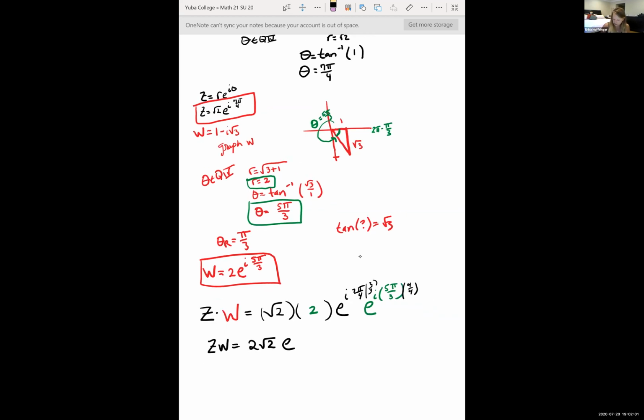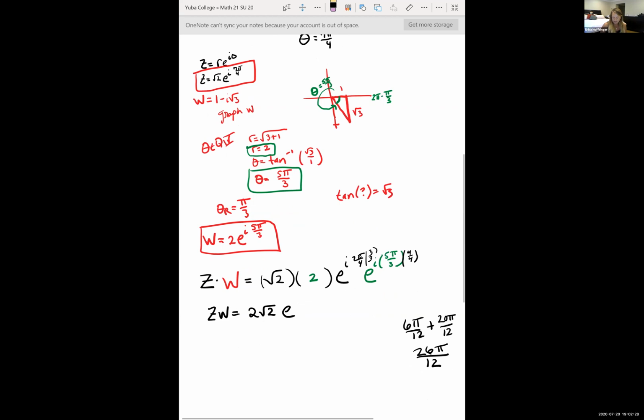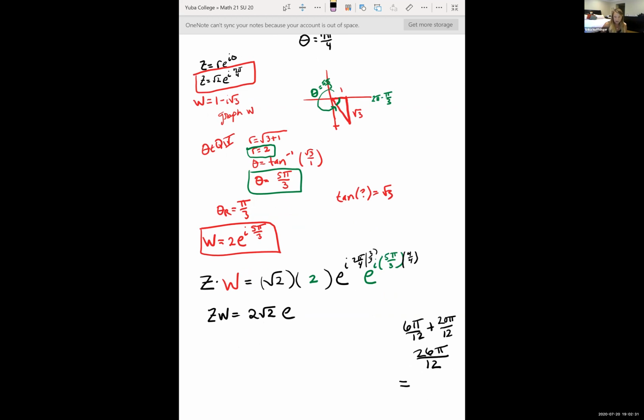So this gives me 2 times 3, which is 6 pi 12ths plus 20 pi 12ths. So 6 pi plus 20 pi, that's 26 pi 12ths. Well, this is the same thing as, well, 12 goes into 26 twice, and then we have a remainder of 2 over 12 pi.